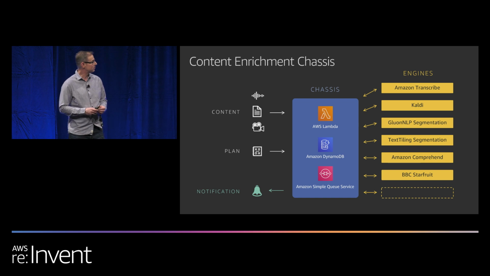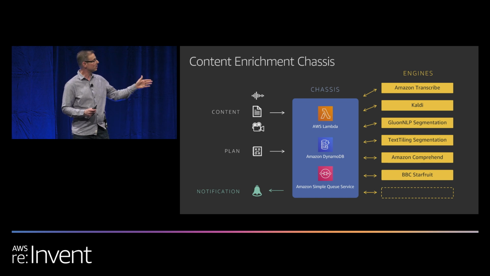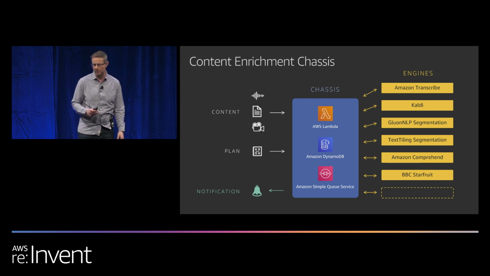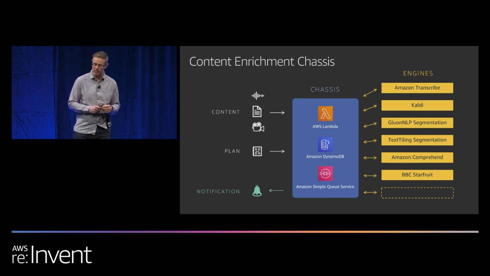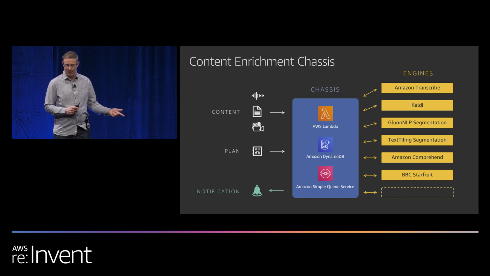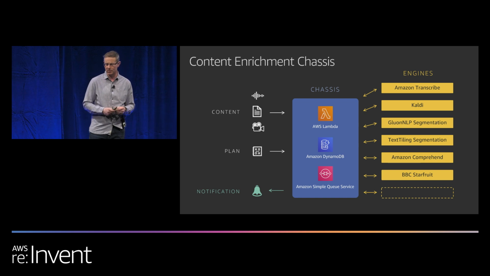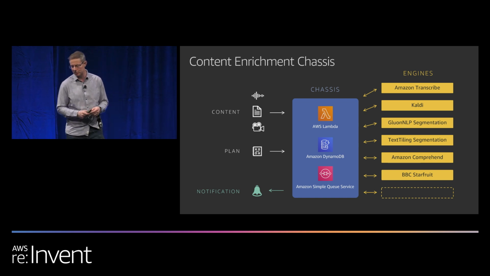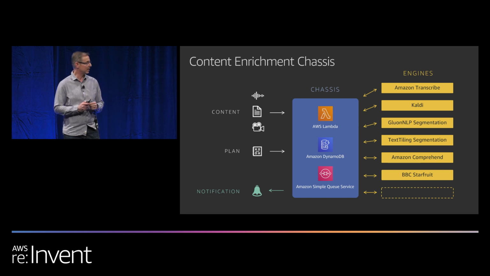The engines, these are some illustrative examples. Amazon Transcribe and BBC Kaldi are both speech-to-text engines. The two segmentation engines, Tom's going to go through in more detail as part of his talk. And Amazon Comprehend and BBC Starfruit are both text analysis engines. They draw out the topics and the dimensions of famous people, places, and events. We can add any engine to the right-hand side. So, for instance, if we wanted to pick out which celebrities appeared in a TV program, we could add a facial recognition engine.